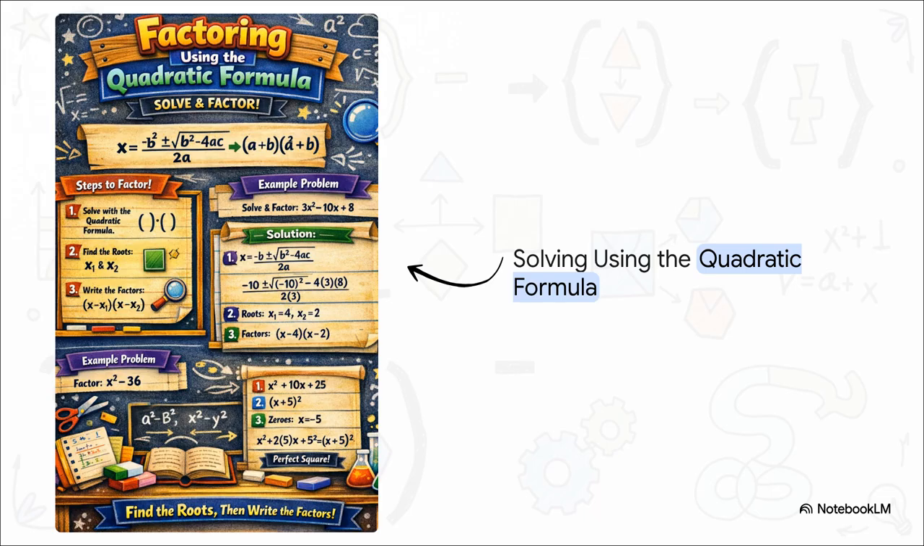I introduced to you the quadratic formula. This is your foolproof backup plan, the absolute sledgehammer of your toolkit. If you can't find numbers that multiply perfectly to c and add to b, you just plug your a, b, and c values into this beautiful machine. It calculates the exact roots, where the equation hits 0, no matter how messy the decimals or fractions get. Once you have those roots, you just work backwards to write your factors out. It literally never, ever fails.